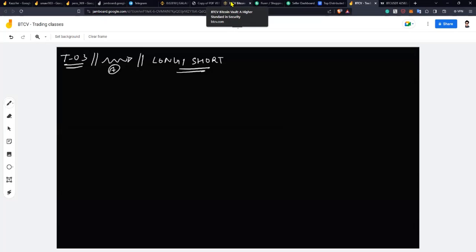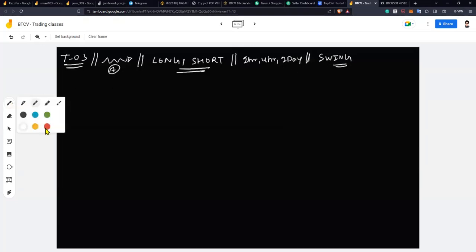Once you can take long, and then if you think the market is going to drop, then you can take short after that. Okay. So long and short position. Of course, just like every time, you can use 1 hour chart, 4 hour chart, and 1 day chart. And this is also swing trading.